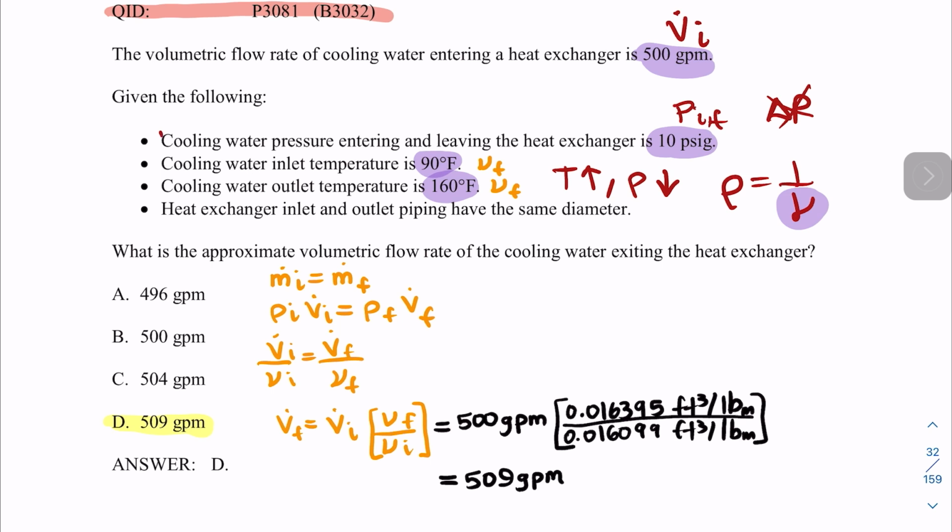So things that stay the same, this one and this one. Things that change are this one and this one, right? Then I have my initial volumetric flow rate. So what do I need to do? I know that what comes in comes out, so the initial mass flow rate must equal the final mass flow rate, and the formula for the mass flow rate is density times volumetric flow rate, right?